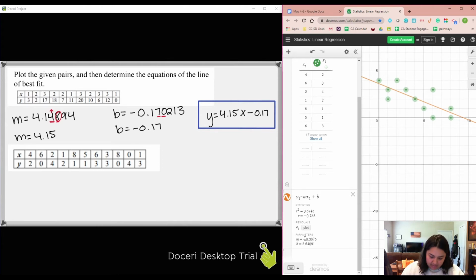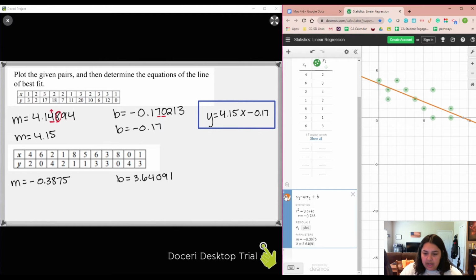And it says my m, let me write down, my m is equal to negative 0.3875, and my b is equal to 3.64091. Okay. Hopefully everyone can see where I'm talking about. So right here where I have this highlighted, it says statistics and then residuals and then parameters. Right here under parameters, that's where I'm getting my m and my b.